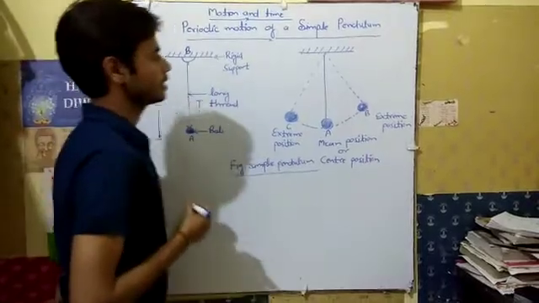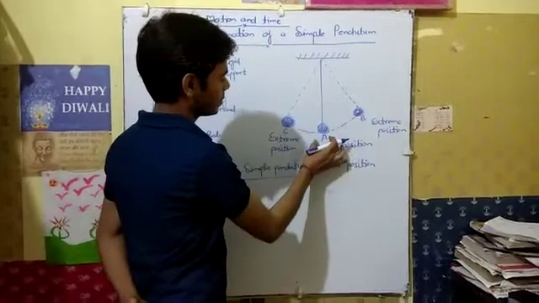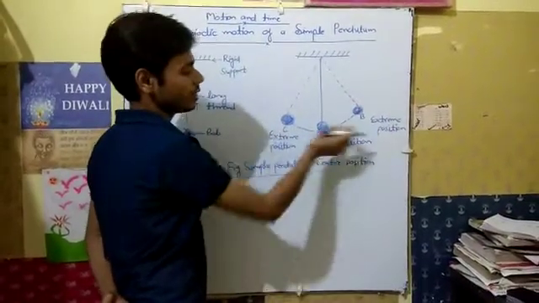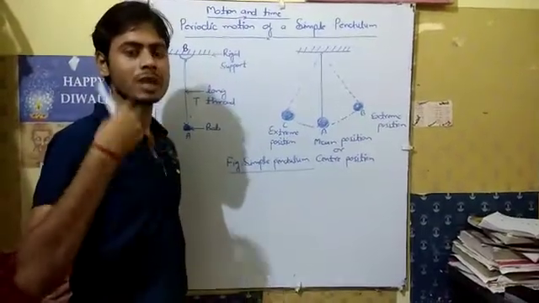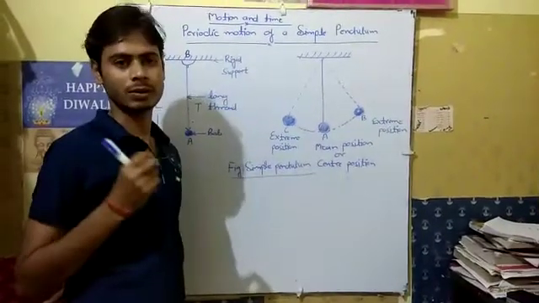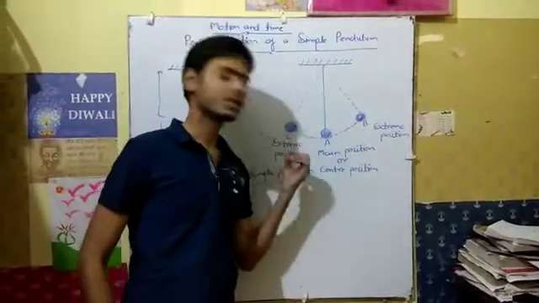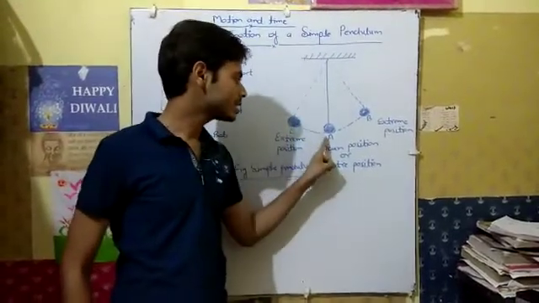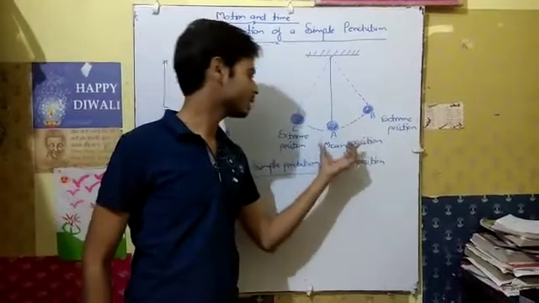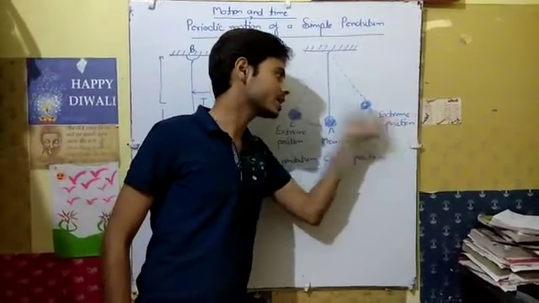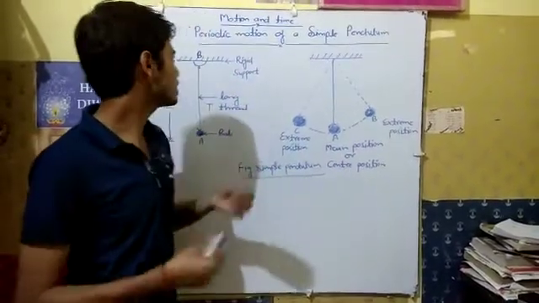Now next we see here, this is the extreme position, this is the mean position, and this is also an extreme position. What is the extreme position? The maximum distance covered by the pendulum is known as the extreme position. What is the mean position? The mean position is the initial position from which the pendulum starts to move. So this is the mean position, and these are the extreme positions.